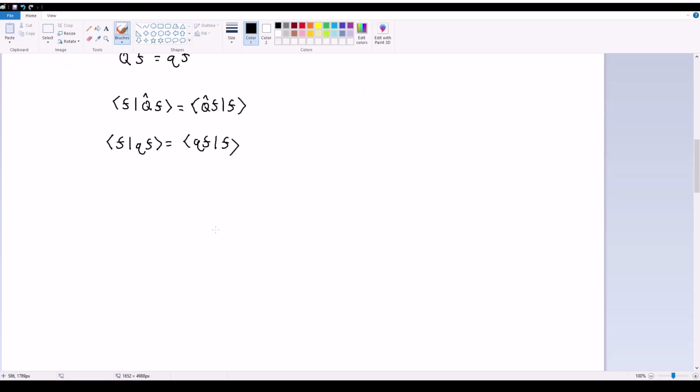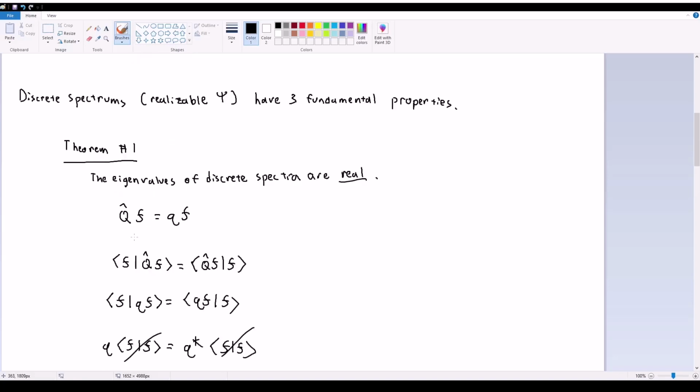The next thing I can recognize is that q is an eigenvalue. Because it is an eigenvalue, it is a number, and because it is a number, we can bring it out of the integral. Remember, this inner product notation is just an integral in disguise. So if I bring out the q, this q just comes out as normal, and I have an inner product of f with itself. And this is going to equal, remember, if it's at the start of the inner product, there's a complex conjugate applied to it. So I bring the complex conjugate out with it, multiplied by the inner product of f with itself. In this case, these two just cancel, which tells me that q has to equal q star. If q is just a number, the only way for this statement to be true is for q to be real. Therefore, theorem 1 has been proven. The eigenvalues of discrete spectra are always going to be real.